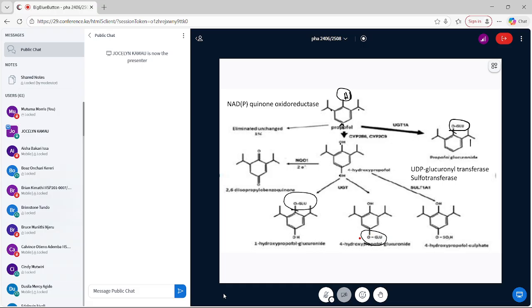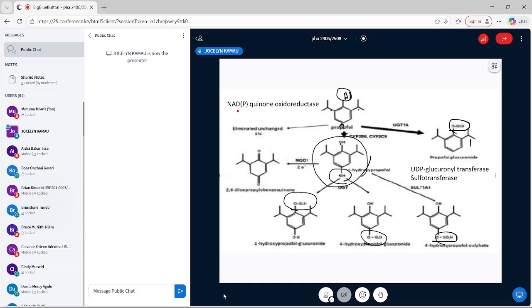It was also found that that hydroxyl group specifically can also undergo sulfate conjugation. So it is the second one that can undergo sulfate conjugation to give us the 4-hydroxy propofol sulfate. Whenever you have that hydroxyl group there, it allows this compound to undergo further oxidation to form the quinone. So you can see that double bond there. The enzyme that catalyzes that is NADPH quinone oxidoreductase. Remember, NAD or NADP is a cofactor. These are things that we have studied.